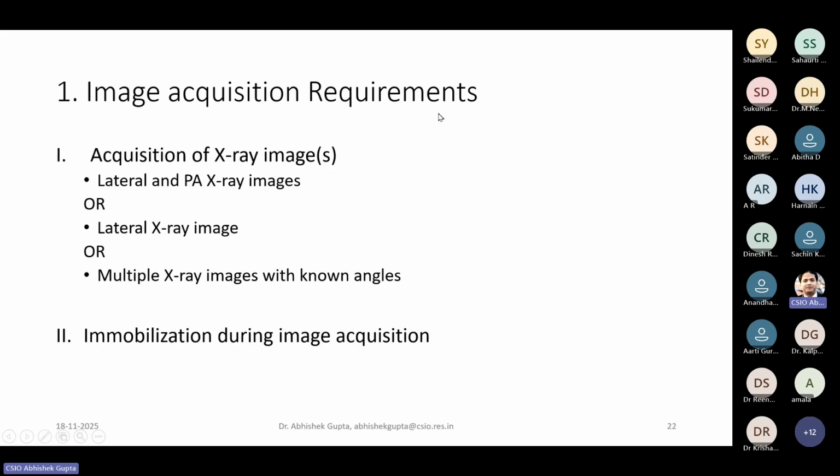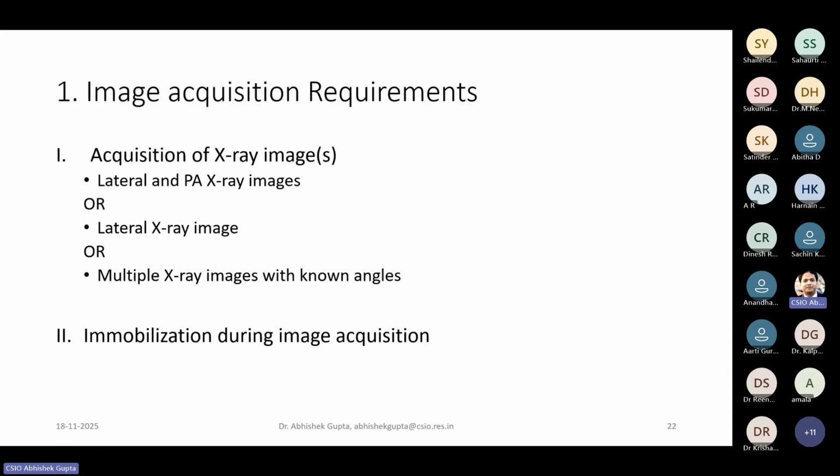So the first step is the image acquisition requirement. For reconstruction, an X-ray image is required. Either it can be the lateral and PA X-ray image, or only lateral. Actually, there are experiments which have derived the 3D surface image using the lateral image only. But the problem is, if you take only one image, then the other information which is available in the frontal view or the PA view will not be incorporated in the 3D model. So that's why it is not recommended to use only one image. At least two images have to be there. If more images are there, then that's good.